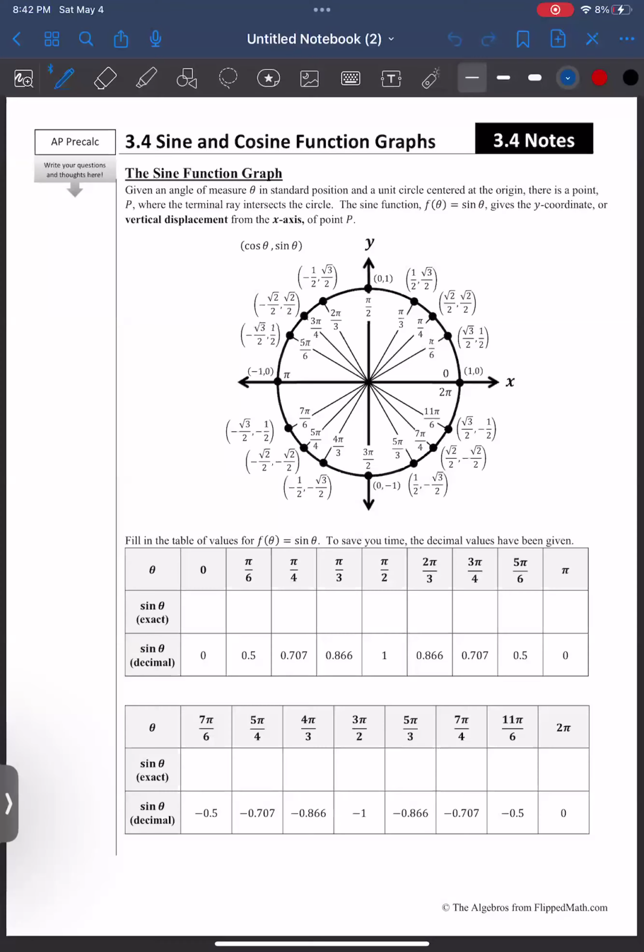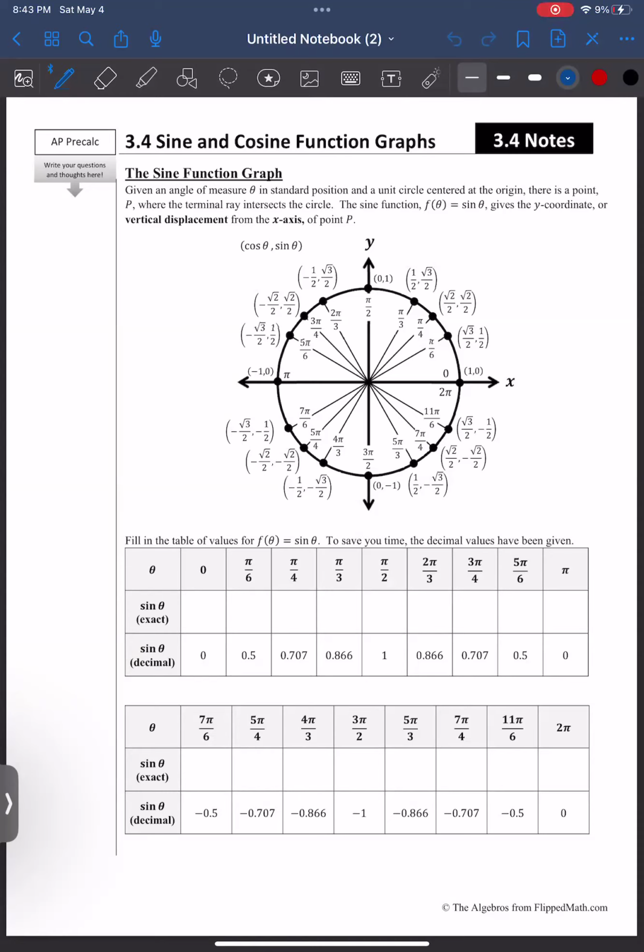All right, I'm going to start with going over 3.4. I know most of us already did it, but this is really for my sophomores who are out. So I have my regular sine function here. There's my unit circle. Now I'm going to look at my chart. And what I'm going to do is fill in the chart.